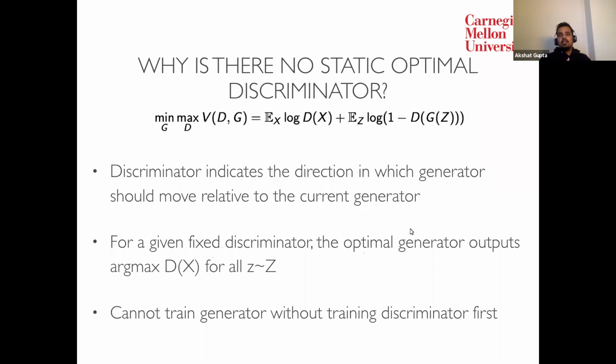So we cannot train the generator first without training the discriminator, and we cannot train the discriminator only once and just keep improving the generator, because neither of those things will be able to do the job that we want done.